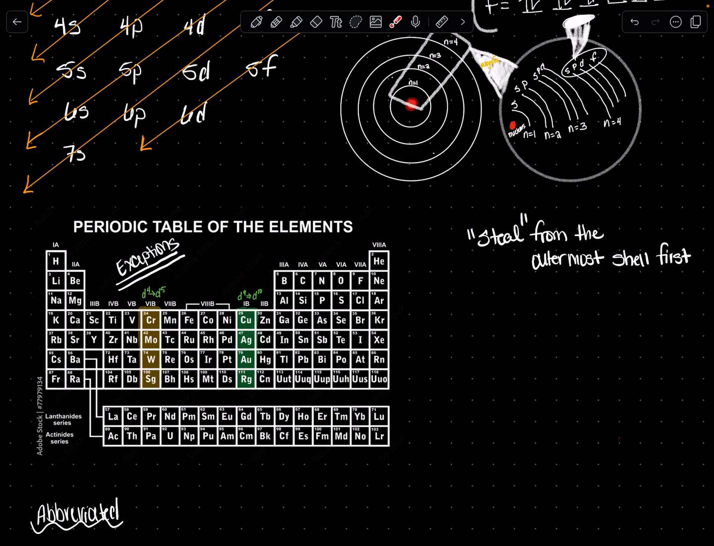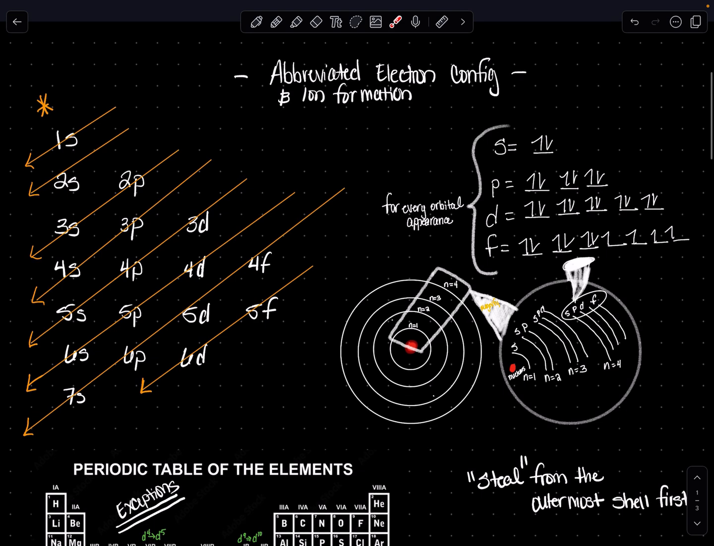All of that aside, we've got to get started on how to start building these electron configurations in shorthand or abbreviated form. That way we can use them to help identify all of these special cases and whatnot, and we don't kill our hands writing.